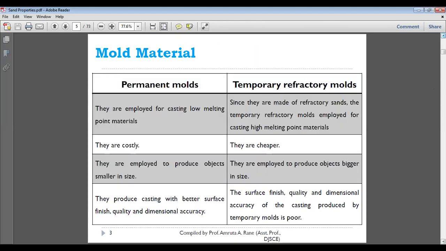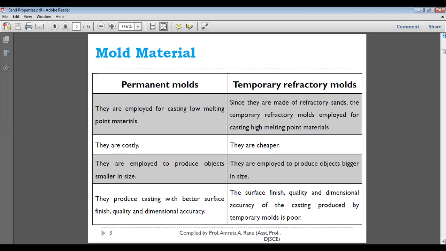So coming to the difference between permanent mold and temporary mold: permanent molds are employed for casting low melting point materials. Permanent molds, as I told, are costly. They are employed to produce objects smaller in size. They produce castings with better surface finish, good quality, and dimensional accuracy.